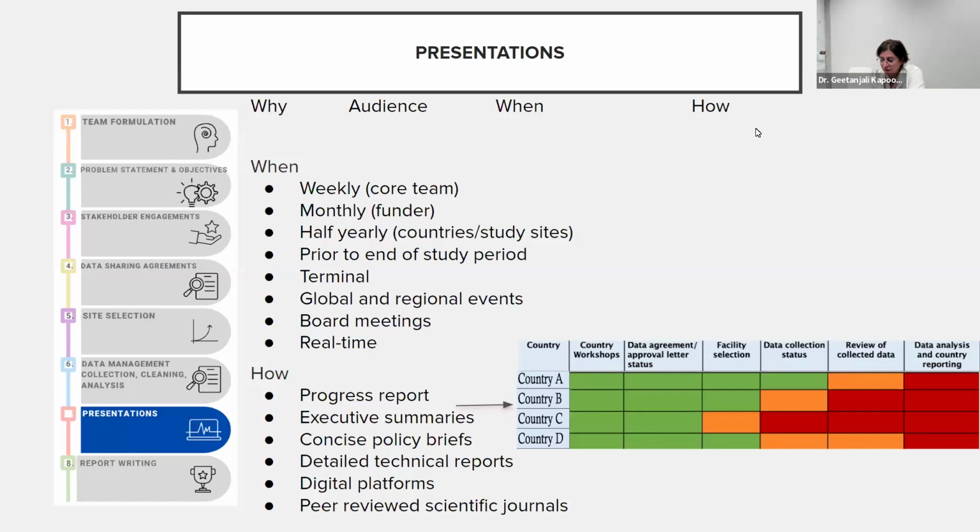Now, over here, if you see, there's a small little colorful graph. That's just to show you, if you have 4 countries, for example, that you're working on. I don't have the legend here, but green is completed, orange is in the middle, ongoing, and red is not starting.